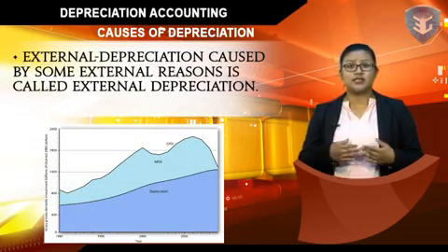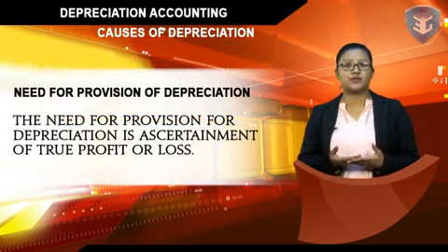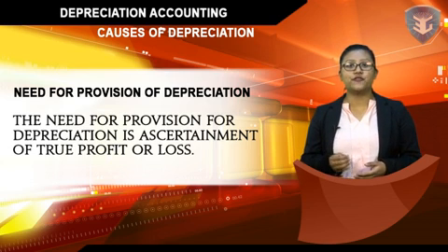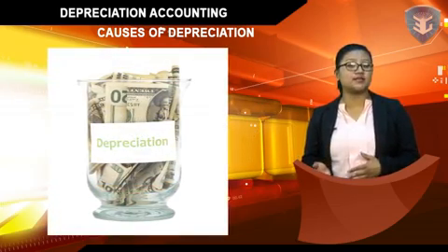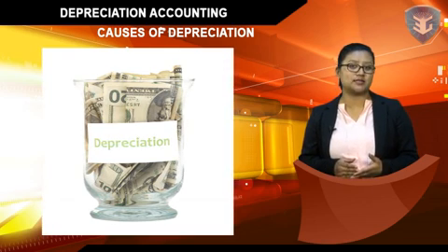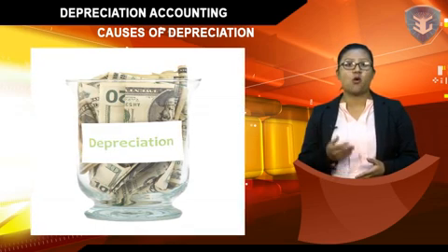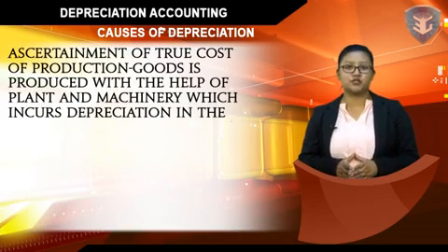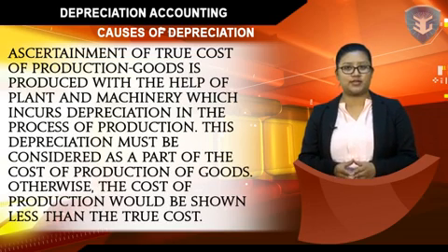External depreciation: depreciation caused by some external reasons is called external depreciation. Need for provision of depreciation. The need for provision for depreciation is the ascertainment of true profit or loss. Depreciation is a loss, so unless it is considered like all other expenses and losses, true profit or loss cannot be ascertained. In other words, depreciation must be considered in order to find out the true profit or loss of a business. Ascertainment of true cost of production: goods are produced with the help of plant and machinery, which incurs depreciation in the process of production. This depreciation must be considered as a part of the cost of production of goods.